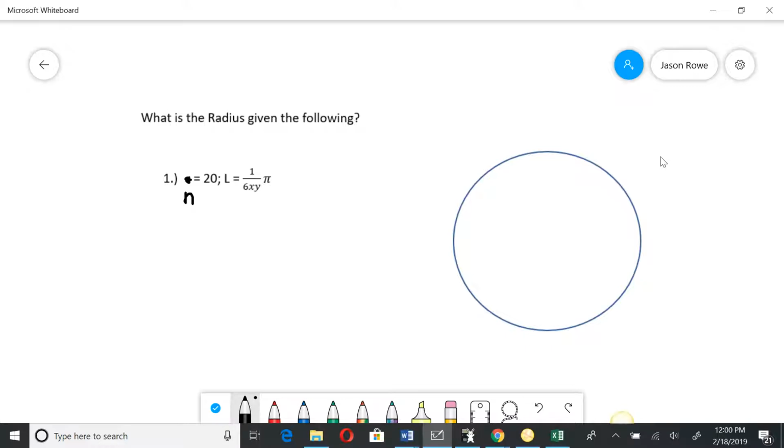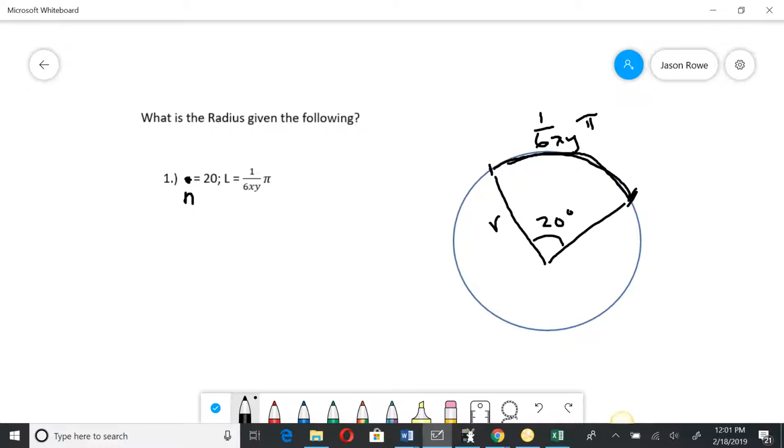So what are we trying to do here? Well, we know the arc length. So we know some section of the circle. So somewhere we know that. And we know the central angle. So that's the angle between the radii, and that's what we know. So we know that this is 1 over 6xy times pi. And what we're trying to find is the radius.